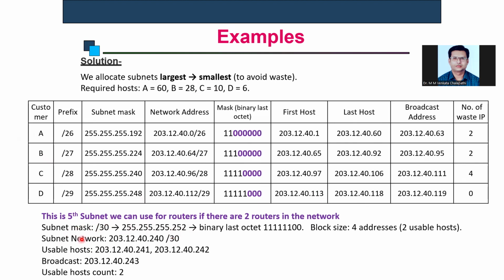Then the subnet address we can consider from 120 onwards, but for example, I am considering 240. You can consider from 244 or 248. It's your wish. The network address I am considering for this fifth subnet is 240. The last byte is 240. And then the usable host addresses are 241 and 242. The broadcast address is 243.